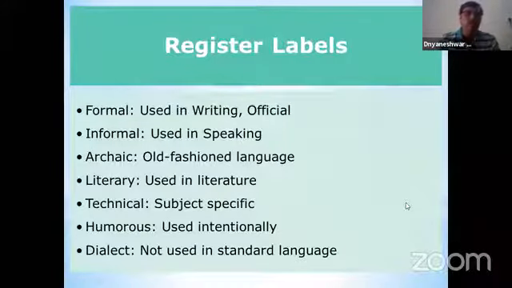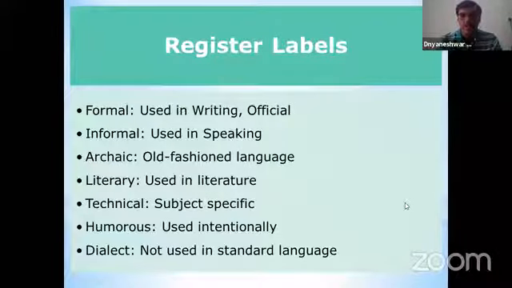If it is archaic, we come to know that the word is an old fashioned language word. If the register states it's a literary register, then it is used in literature. When it is technical, it is used in a specific subject. When the label humorous is stated, it denotes that it is used intentionally by the speaker to create humor. And then another label is dialect. So it shows that it is not used in standard language. So these are the 7 important register labels which I have dealt with.